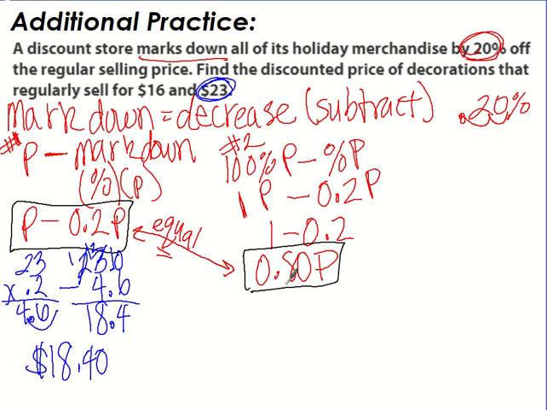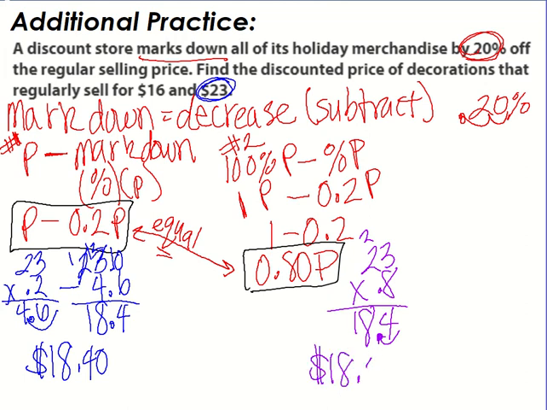So if we use expression 2, all I'm going to do this time is actually just multiply. I'm going to take 23 and times it by 8/10. So 24, 16, 17, 18. Move it over once. And look at that. $18.40. They are equal.